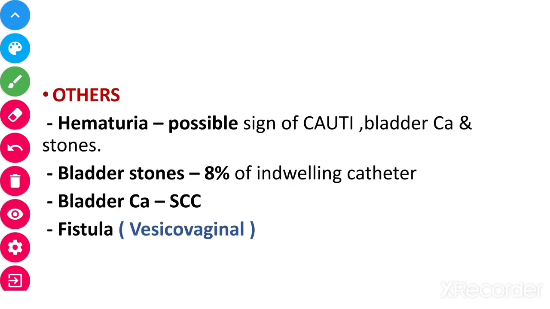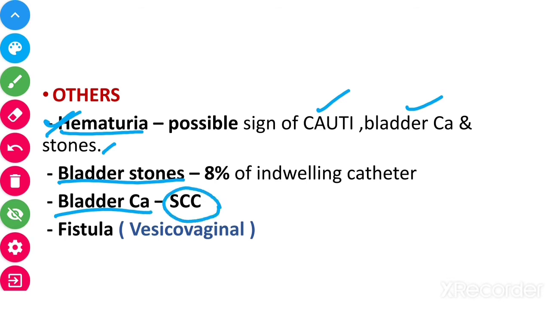Now next are some other complications. First is the hematuria. This hematuria is a possible sign of catheter associated UTI, bladder carcinoma and stones. So we need to look for the cause of hematuria by doing urine cytology and cystoscopy. And if hematuria persists, we need to rule out its cause. Next is the bladder stone. 8% of indwelling catheters cause bladder stones.